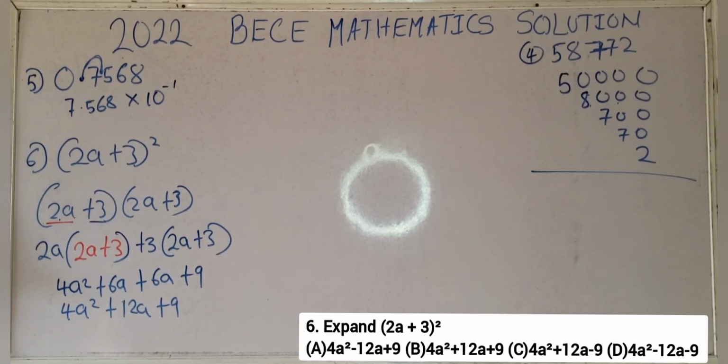You understand? So now let's check the right answer. We have 4a squared plus 12a plus 9. The right option to that question is option B.